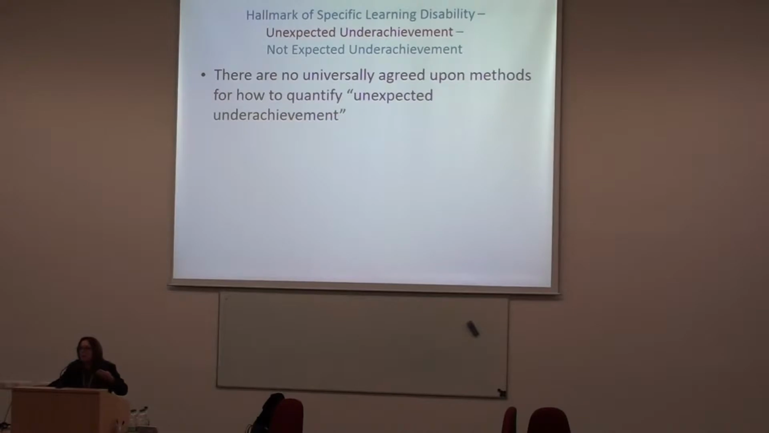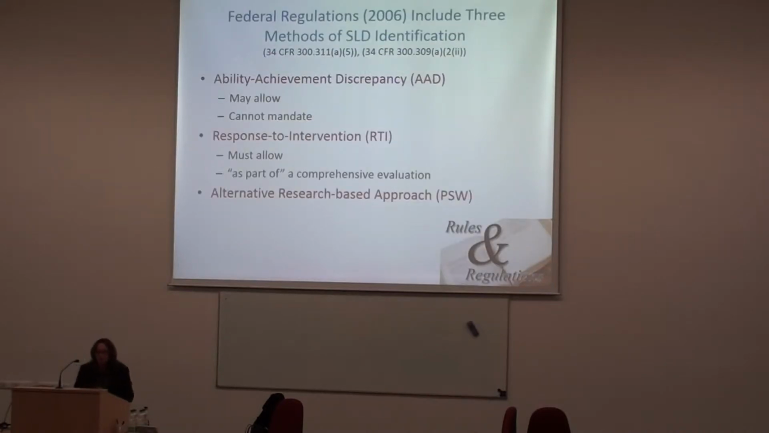And just about, well, almost all of our methods of SLD identification are designed to quantify or capture that concept of unexpected underachievement. So currently there are 3 methods that are used in the States. One is an ability achievement discrepancy method. That's looking at a full-scale IQ and an area of achievement and determining if that difference is not only statistically significant but also unusual in the general population.